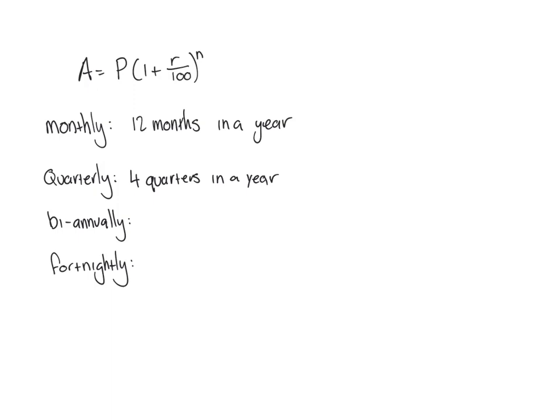Sometimes interest can get paid biannually. That just means that interest gets paid 2 times. The year gets chopped in half into 2 parts.